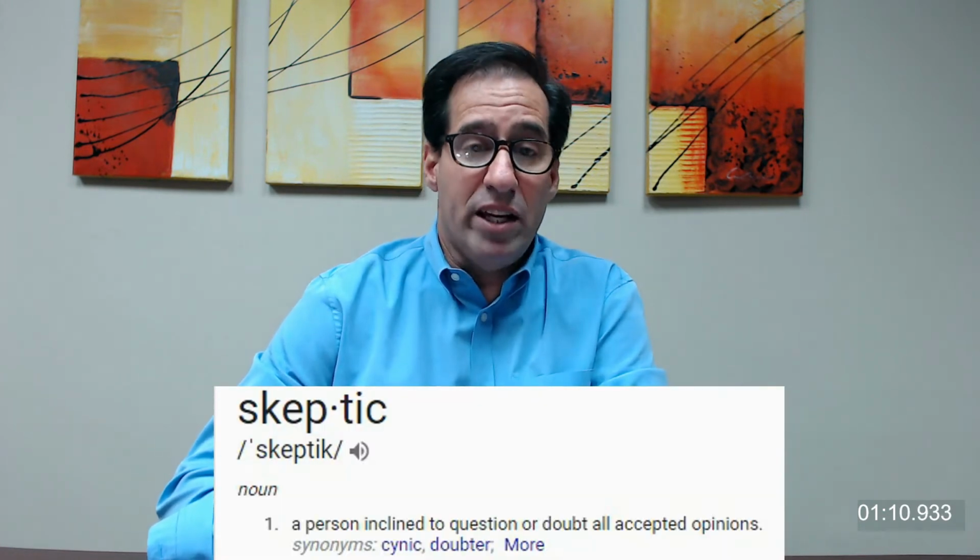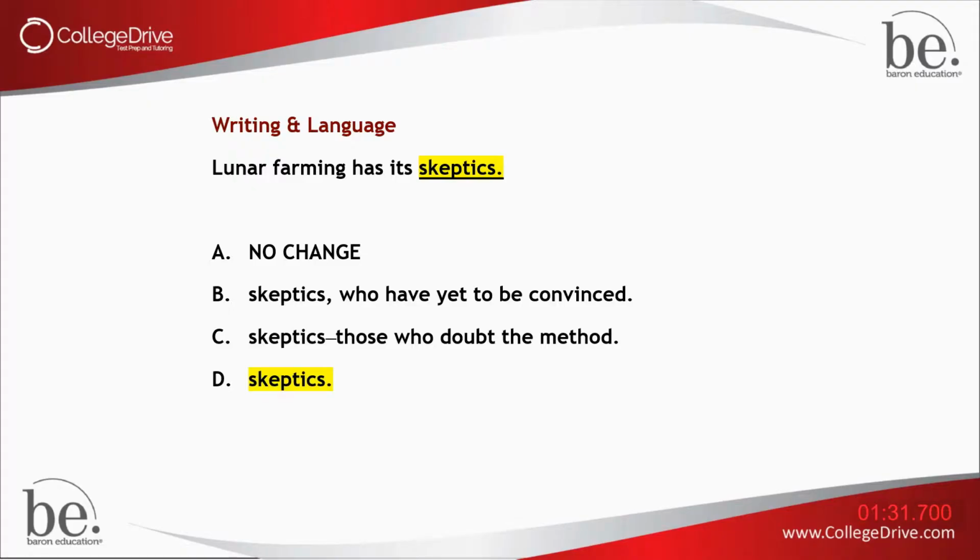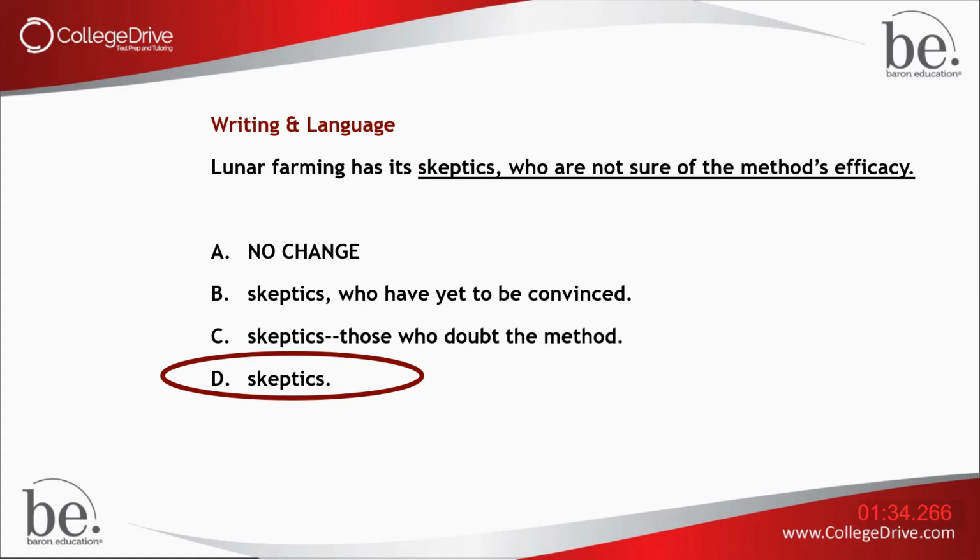So we want to step back and say to ourselves, well, what is a skeptic anyway? I think most of us would agree that the definition of a skeptic is someone who has not yet been convinced, who's not sure of a method, one who doubts. So why would we use the word and then define it? Well, on the SAT or the ACT, we wouldn't. It's redundancy, it's repetition, and we want to keep in mind that the SAT is always going to reward us for the most concise, simplest way of communicating a thought. So that leads us to choice D as our correct answer: lunar farming has its skeptics. So even though some of the other choices sounded good, they're not the right answer.